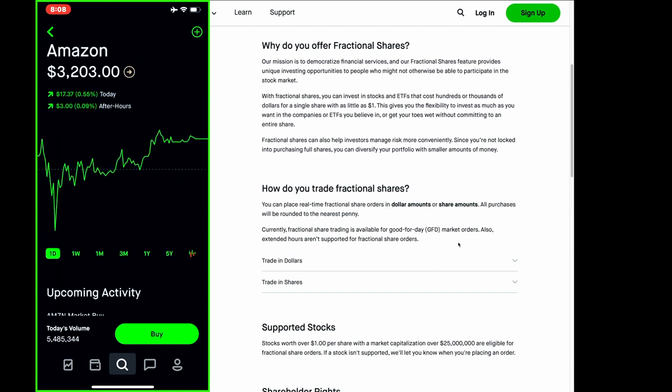When it comes to order types and how you're going to buy this Amazon, well, it really depends on what kind of price you want and how much money you have.